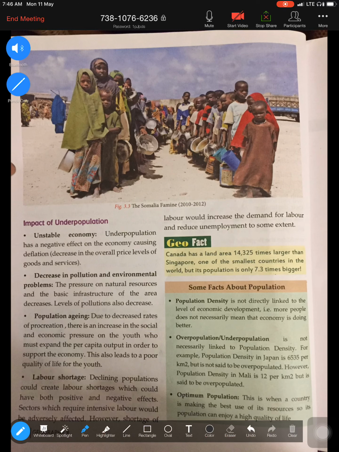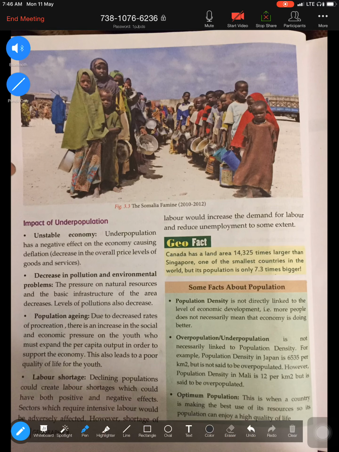Fourth, definitely labor shortage. Fewer people means a shortage of labor, which can have both positive and negative impacts. Sectors which require intensive labor, where a lot of labor is required, will be adversely affected. So labor shortage can be a problem, especially in sectors like hospitality and manufacturing, where a lot of people are required. They can suffer to a great extent. So those are your impacts of underpopulation.